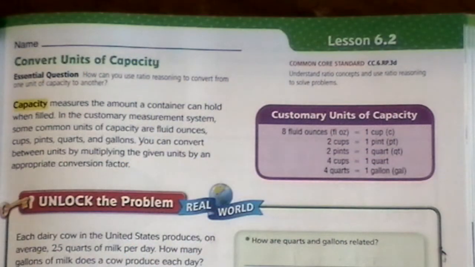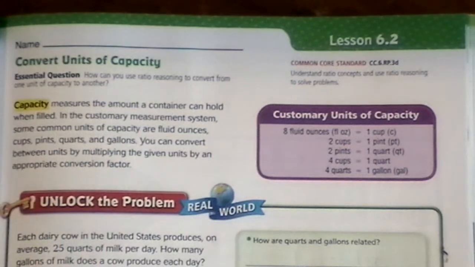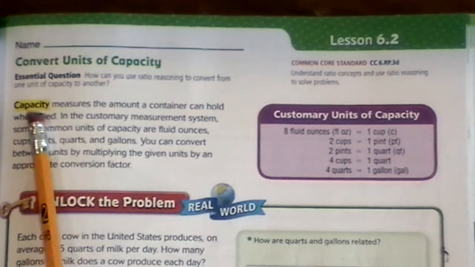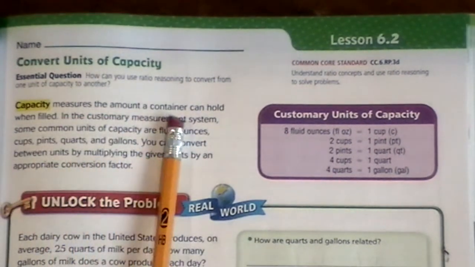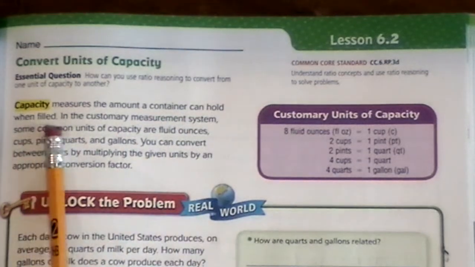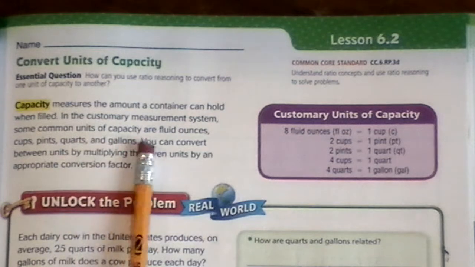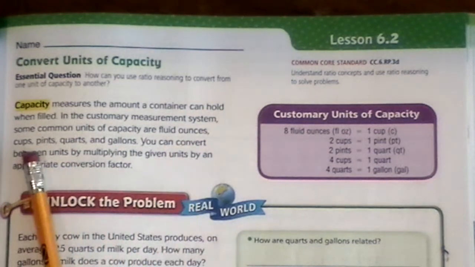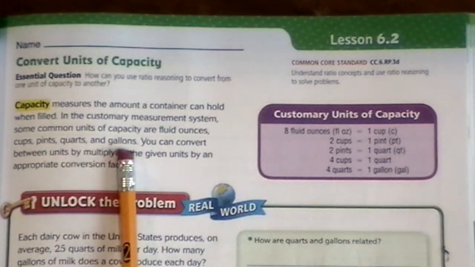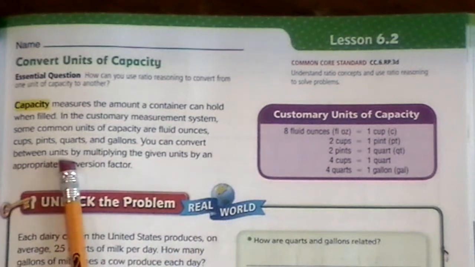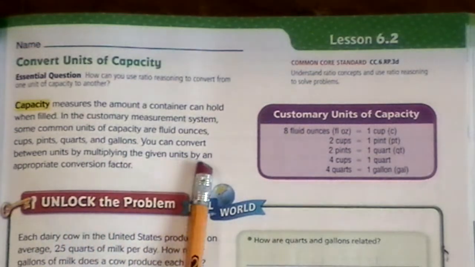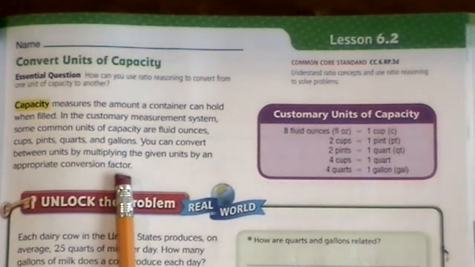Alright, so here we are on page 223, lesson 6.2. Let's look at the top. Capacity measures the amount a container can hold when filled. In the customary measurement system, some common units of capacity are fluid ounces, cups, pints, quarts, and gallons. You can convert between units by multiplying the given units by an appropriate conversion factor.